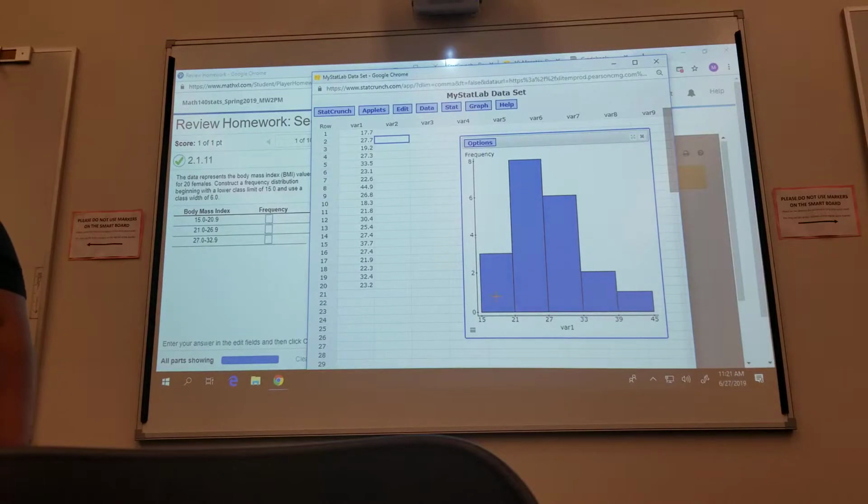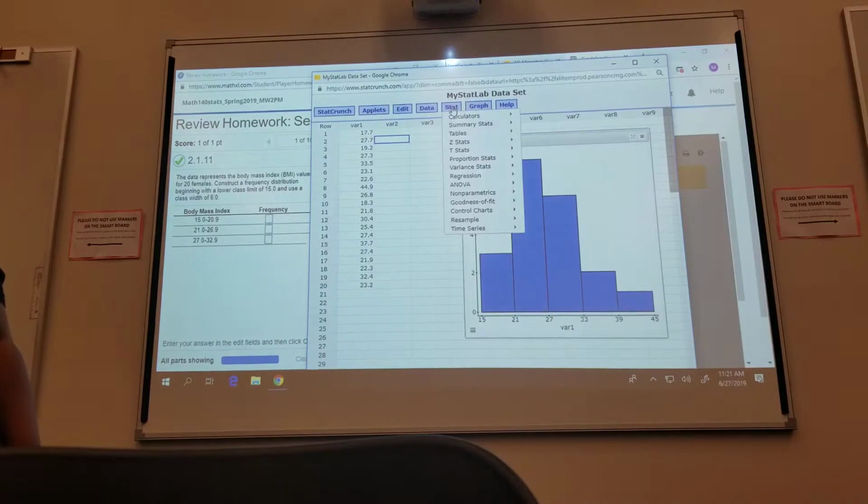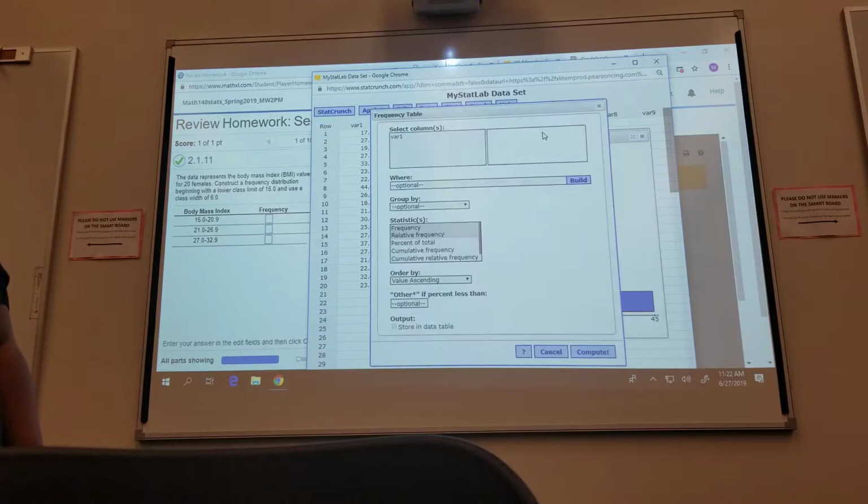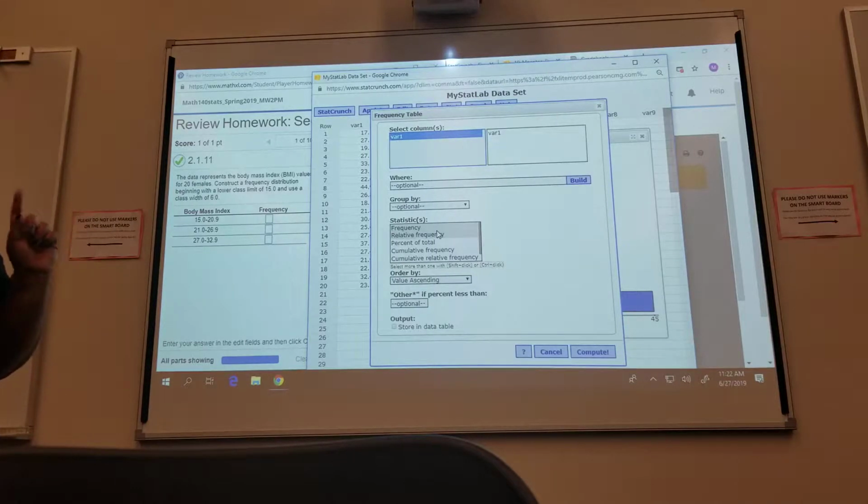Yes, Jonathan. Isn't there another way to do that? Yeah, you go to stats. If you know it, you keep it to yourself. No, I want everybody to know this. Stat, and then you go to tables. And then you go to frequency. You asked if there was a way that you could do frequency and relative frequency at the same time. You sure can.